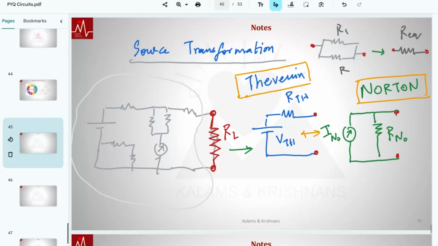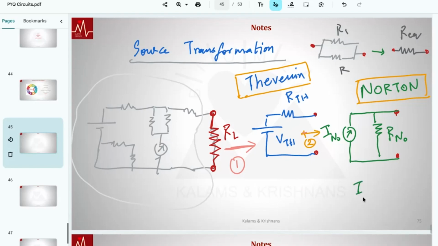So now we have two questions. Question 1: how do you go from the circuit to the Thevenin or Norton form? Question 2: how do you do this conversion back and forth between Thevenin and Norton? Question 2 is fairly easy. Given Thevenin, getting Norton is fairly simple.